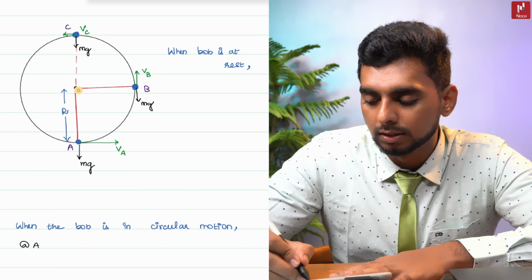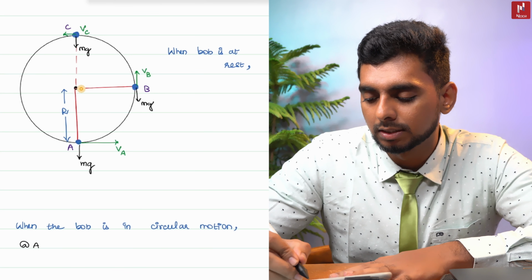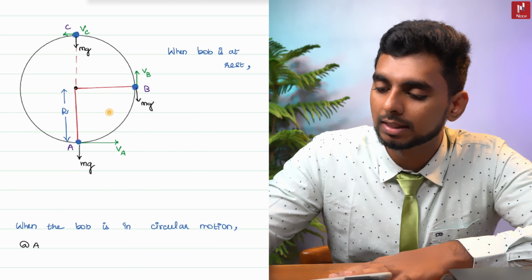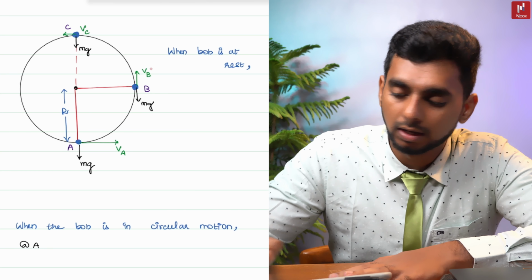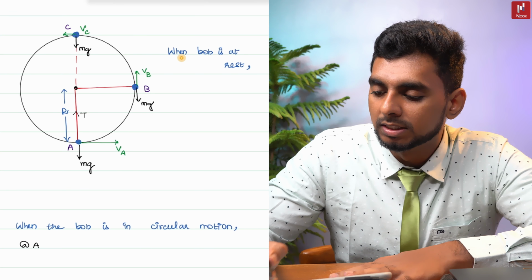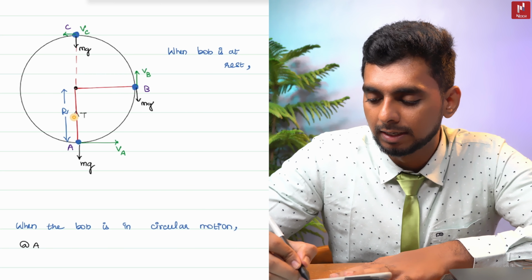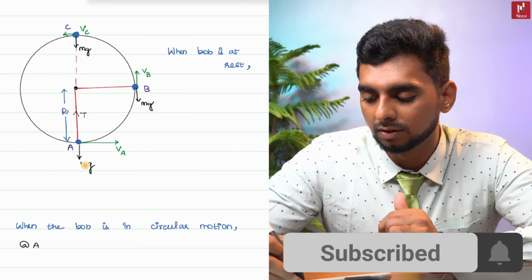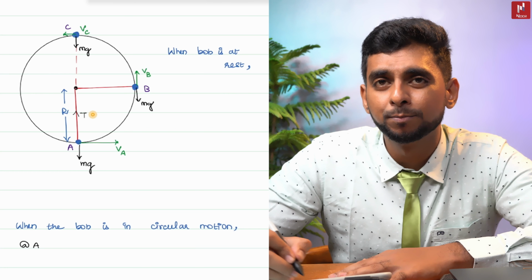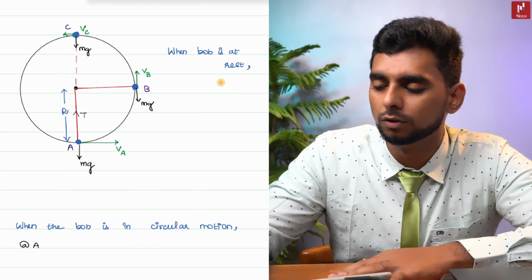Okay, so this is hanging. Initially, when it was at rest, it was simply hanging, and mg was the force acting downwards. To balance this mg, there will obviously be the tension in the string, which acts opposite to the mg. So when the bob is at rest, that's the first statement I have written over here. Tension in the string will be acting upwards, mg will be downwards. It is at rest, which means the net effect is going to be zero, right?